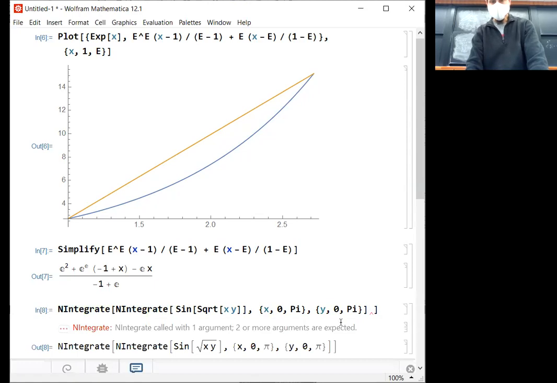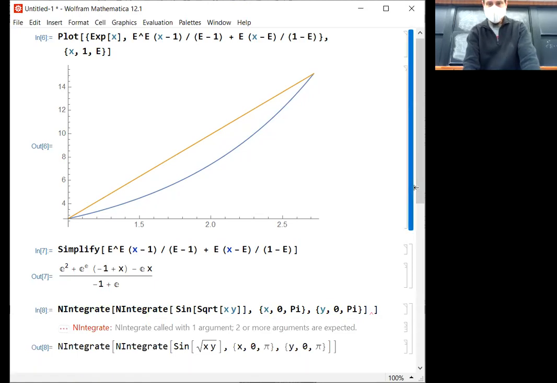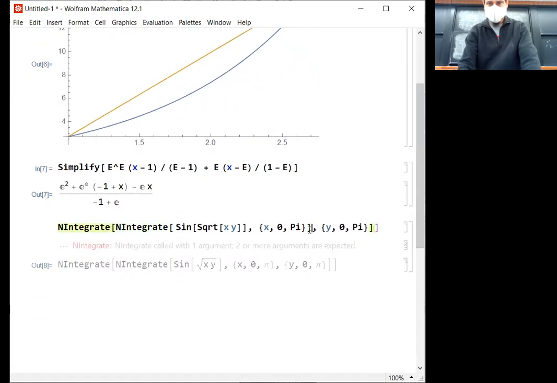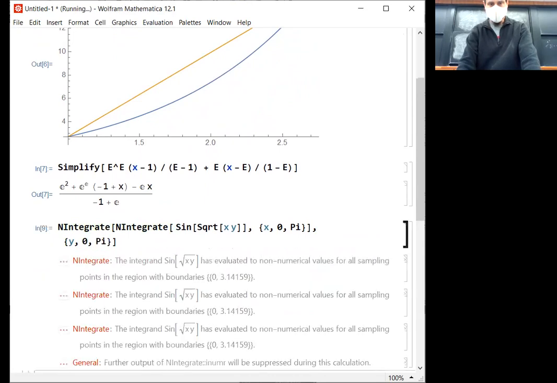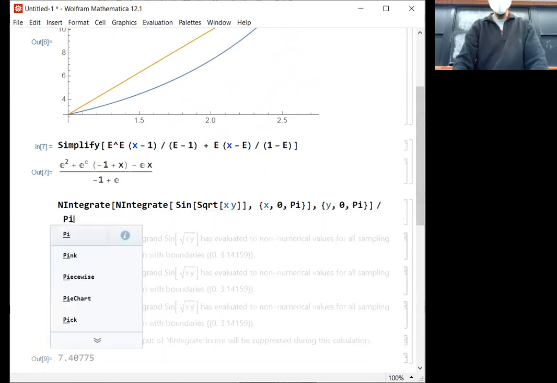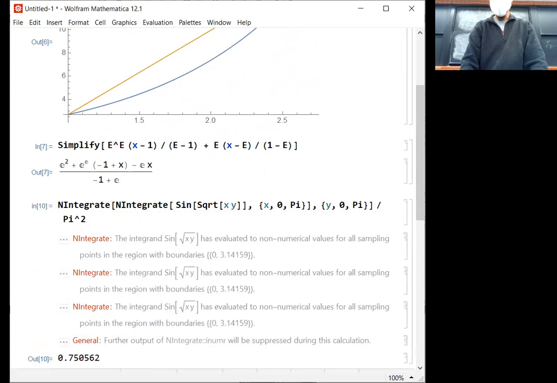And if you numerically integrate, you get 7.407. So let's divide this by pi squared to put it in perspective. It's about 0.755. So it's approximately 3/4 pi squared. So it tells you it's not a horrible bound, but I don't know where it is between 0 and pi squared.